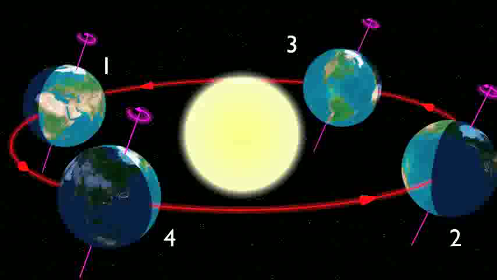So you can see position 3 and 4, those are your equinoxes. Position 1 is your summer solstice. Position 2 is going to be your winter solstice.